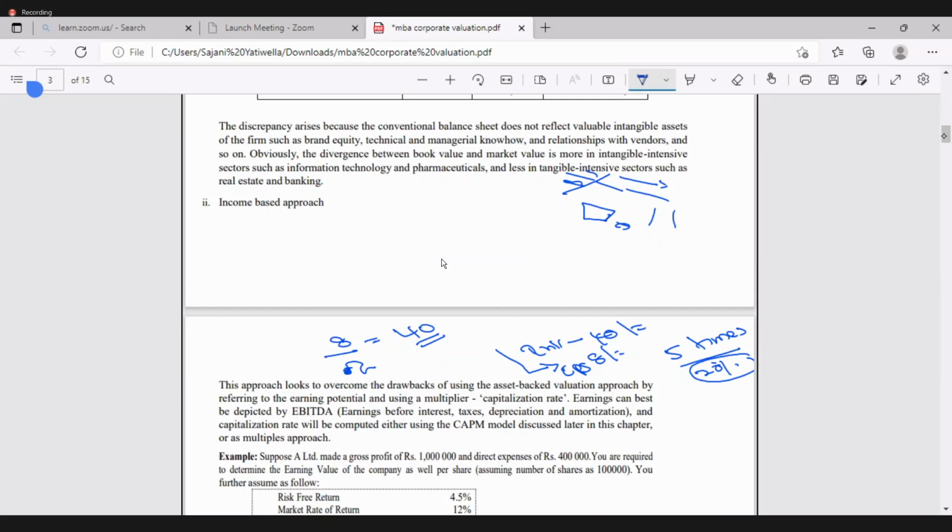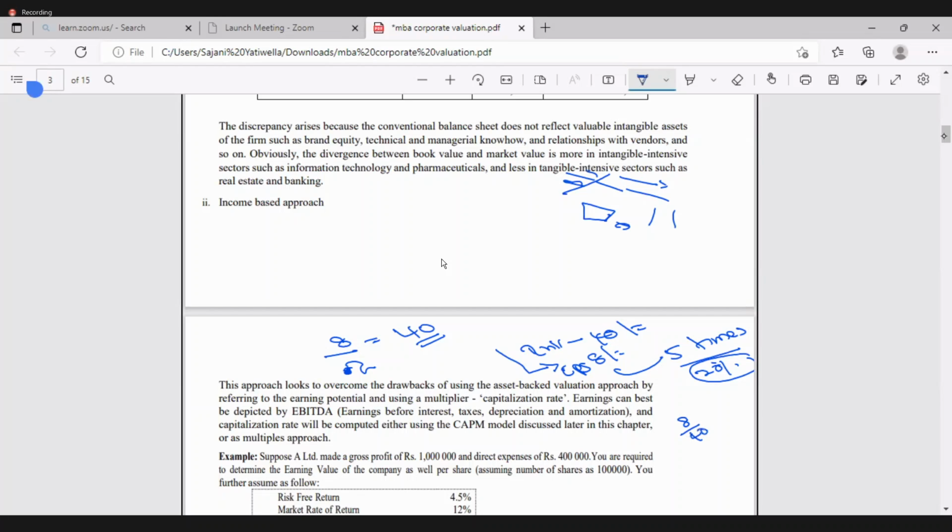And here we are concerned about the earning potential, using the multiplier. Multiplier means, for example, if your investment is 40 rupees per share to purchase the company, every year you get 8 rupees, then after a 5 year period you recover your investment. Then here we call that the earning multiplier, 5 times. If the earning multiplier is 5 times, then annually your return is how much?